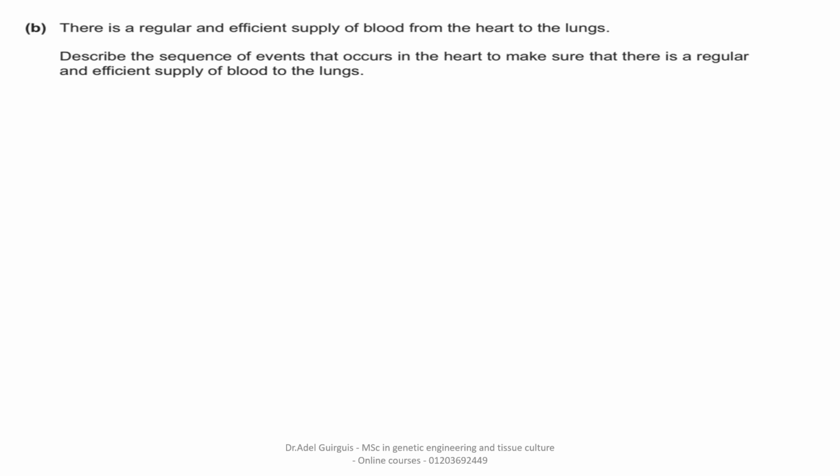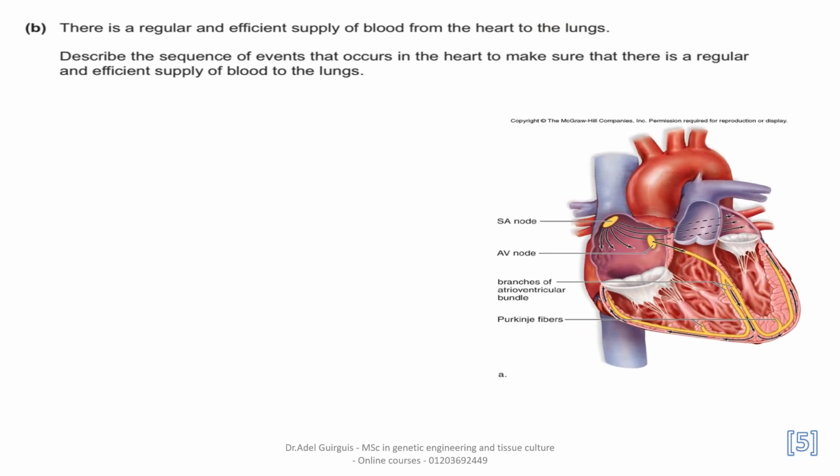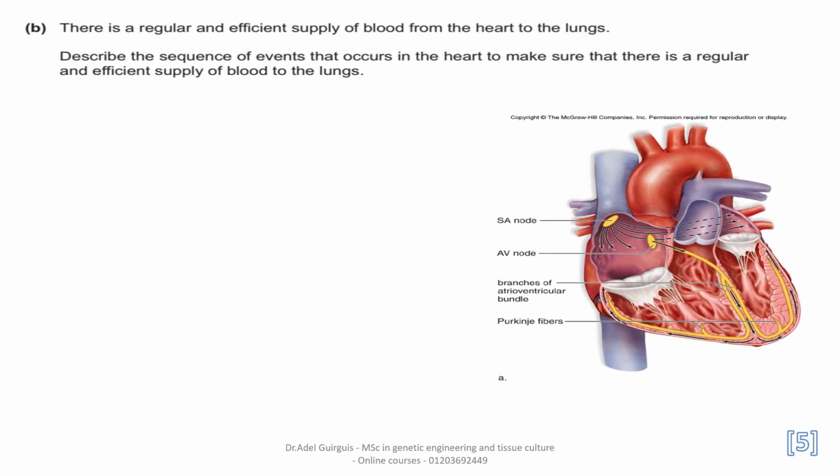Okay, blood passes from the heart to the lungs. From which part? Left or right? From the right side, from the right ventricle. What is the mechanism or sequence of events that helps regulate and ensure an efficient supply of blood to the lungs? Look, step by step. Here in this figure, we revise the mechanism of heart beating.